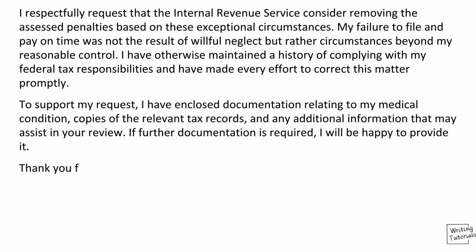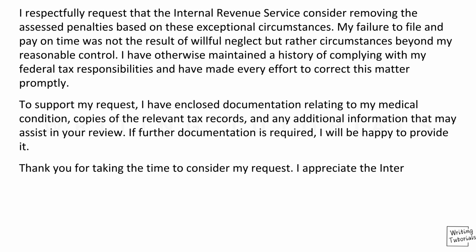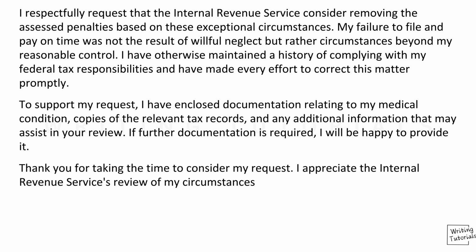Now let's look at the closing paragraph. The sample says, "Thank you for taking the time to consider my request. I appreciate the Internal Revenue Service's review of my circumstances and respectfully ask for favorable consideration of my penalty abatement request. I look forward to your response."